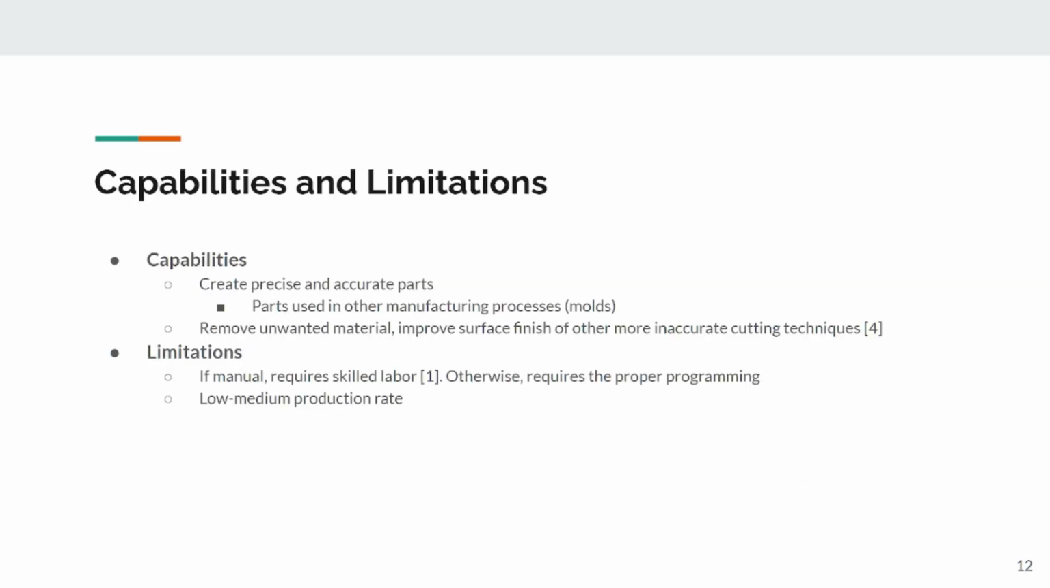So some capabilities of end milling include that it's able to create precise and accurate parts. These parts are used in other manufacturing processes such as mold. So things like injection molding relies on the ability to end mill the mold. You're able to remove unwanted material, and you're also able to improve surface finish of other more inaccurate cutting techniques. Some limitations include the fact that if it's a manual mill, you require skilled labor. Otherwise, if it's programmable, you have to program it to cut out exactly what you want. It also has a low to medium production rate, so it's quite slow.